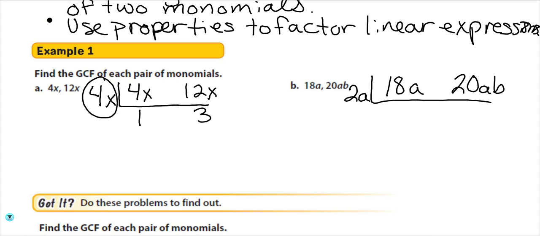So if I do 18 divided by 2, that's going to be 9. a divided by a is 1, so we have just 9. And then we have 20 divided by 2, that's 10. And then we have a divided by a, which is 1, and then b left over. So what I'm left with at the bottom here is 9 and 10b. 9 and 10b do not have any common factors, so 2a is my common factor.